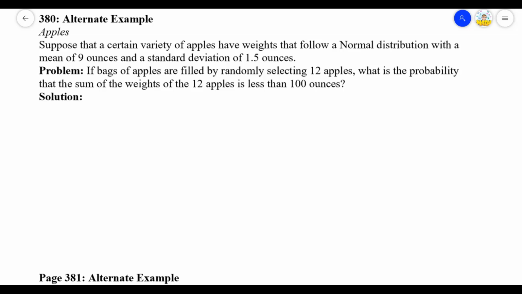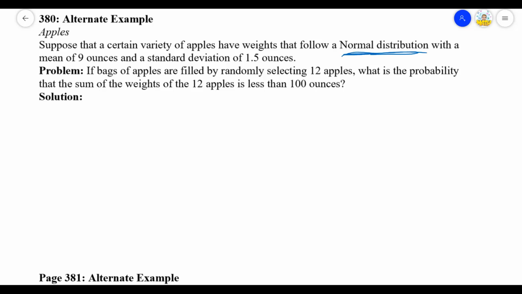Suppose that a certain variety of apples have weights that follow a normal distribution. This is probably going to be important if we need to do a probability calculation, with a mean of 9 ounces and a standard deviation of 1.5 ounces. If bags of apples are filled randomly, selecting 12 apples, what is the probability that the sum of the weights of the apples is less than 100 ounces?